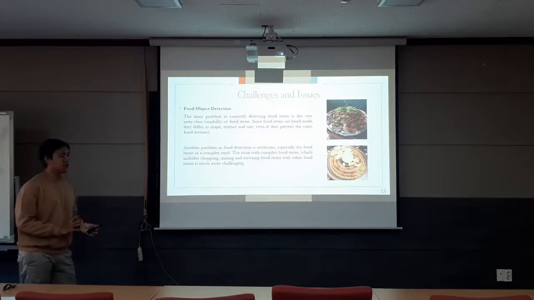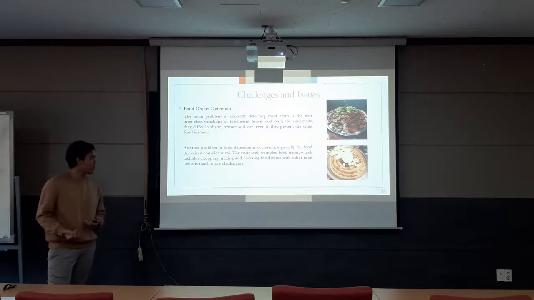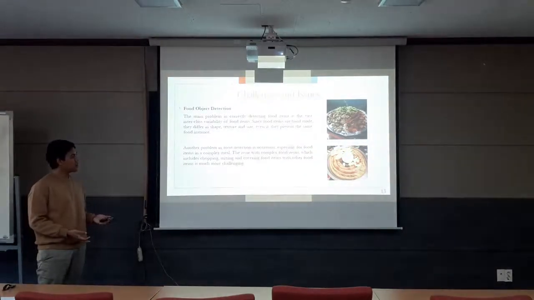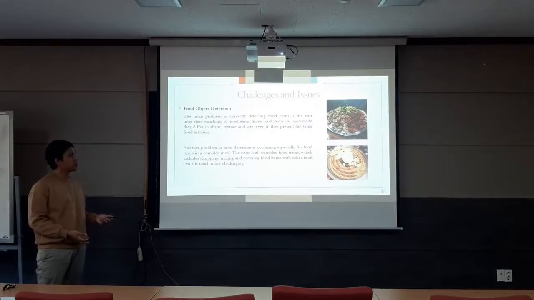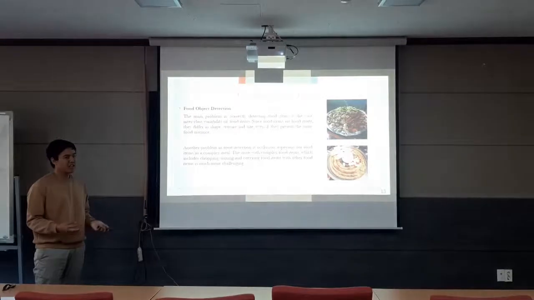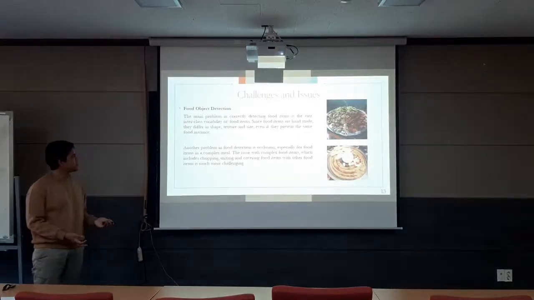Another problem in food detection is occlusion, especially for food items in a complex meal. The issue with a complex meal is that it includes chopping, mixing, or layering food items with other food items. Yeah, it can make it more challenging, like this picture. These two pictures are the same food but have a different kind of serving, right?